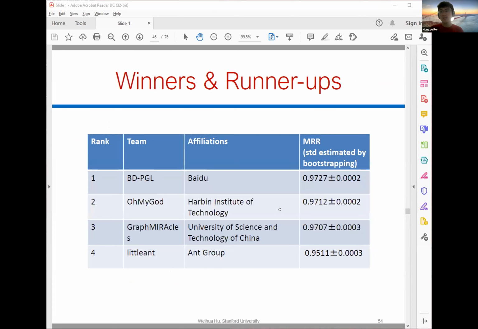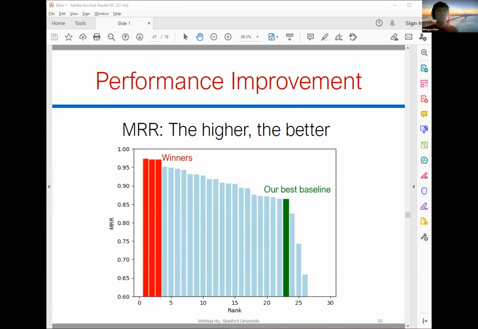So here is the performance of the winner teams as shown on the slide, and also the runner-up. All teams achieve more than 95% mean reciprocal rank, which is very impressive. We also have the runner-up team, team Little Ant from the Ant Group. And here's the plot of the winners and our initial best baseline. They have basically improved the performance by more than 10%.